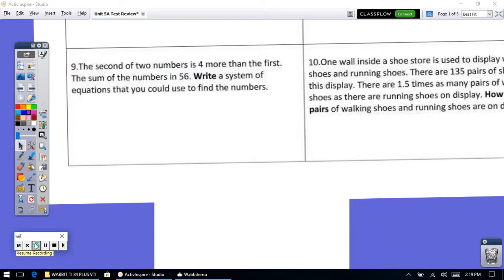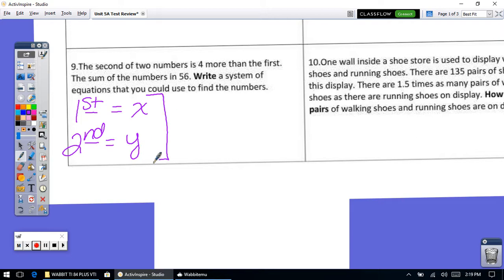9. The second of two numbers is 4 more than the first. Okay, I know I have two numbers. We have a first number we'll call x. We have a second number. Let's call this number y. Now let's go through and see if we can write a system here. So let's start back here. The second of two numbers is... So the second number y is 4 more than the first. So that means it is 4 more than the first.